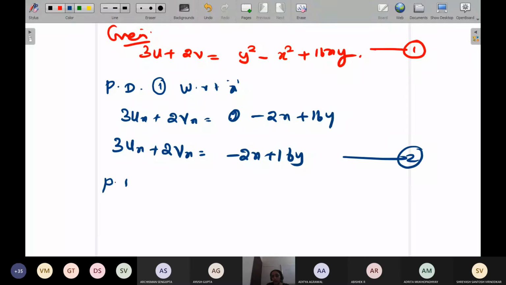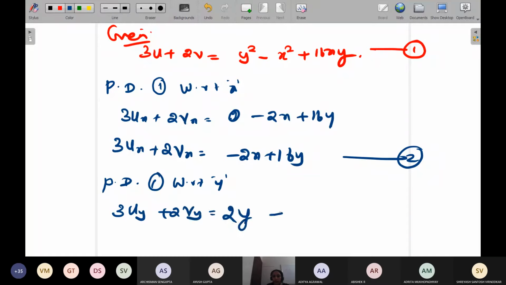Similarly, partially differentiate 1 with respect to y. When you differentiate partially with respect to y, you will get 3uy plus 2vy equals 2y plus 16x. Take this as equation number 3.